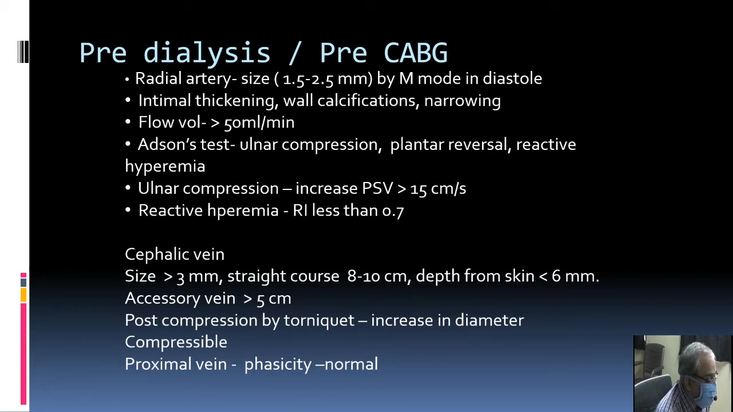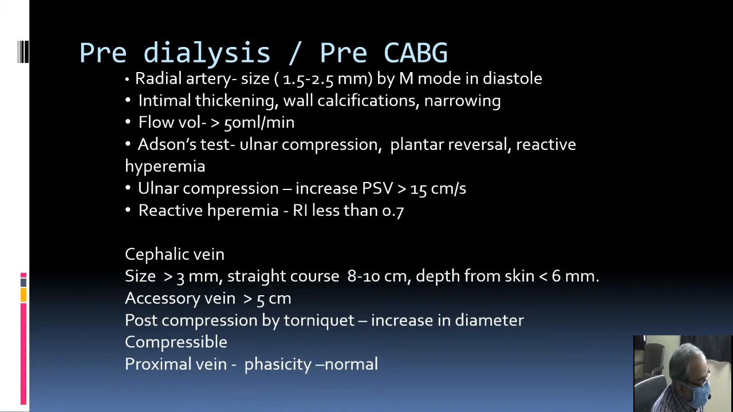Another test advocated is the reactive hyperemia test, where the probe is kept on the radial artery, and the patient is asked to clench his fist tightly for 1 or 2 minutes, and after the patient releases the fist, the blood flow through the radial artery increases, and then you have to measure the resistivity index of that radial artery. In ulnar compression, there should be an increase in peak systolic velocity by more than 15 cm per second. So in pre-dialysis also this radial artery assessment is done in a similar way.